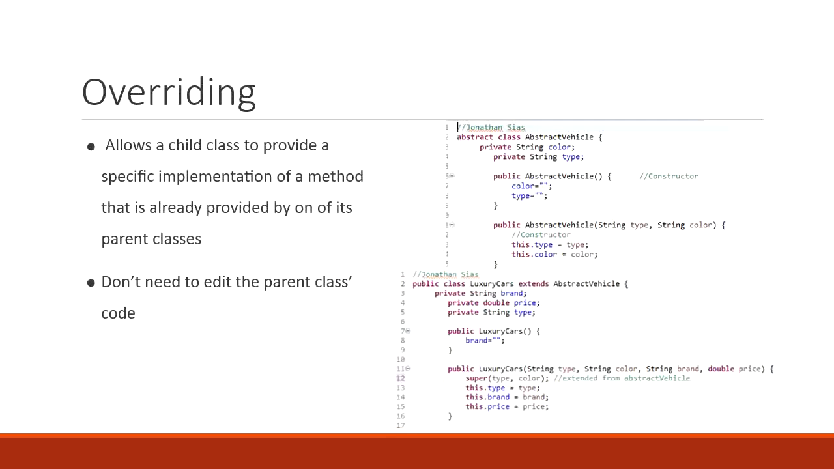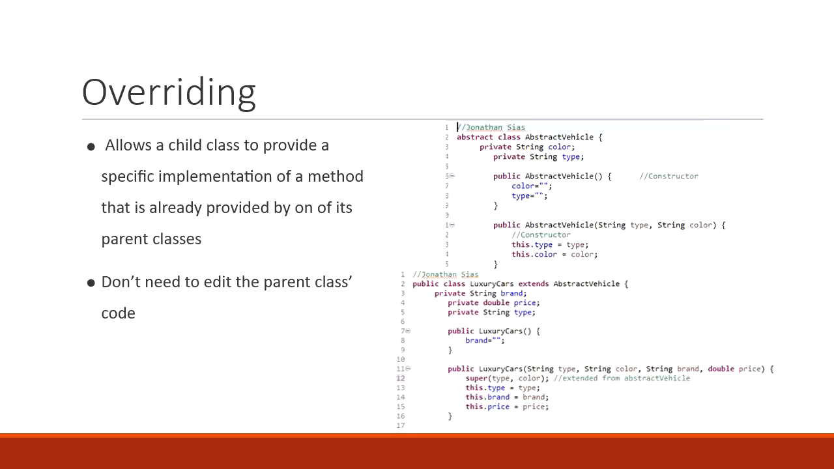Overriding is a feature that allows a subclass or child class to provide a specific implementation of a method that is already provided by one of its superclasses or parent classes. When a method in a subclass has the same name, same parameters or signature, and the same return type as the method in its superclass, then the method in the subclass is said to override the method in the superclass.